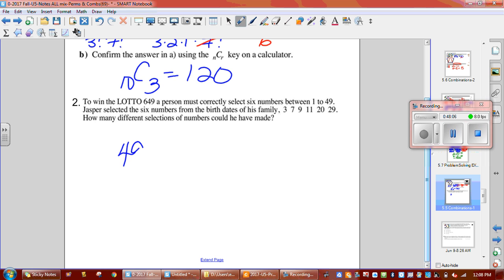Number 3. The answer for number 3 is A. The answer for number 4 is 35, because you need to do Sarah plus 3 more. So it's 1C1 times 7C3.